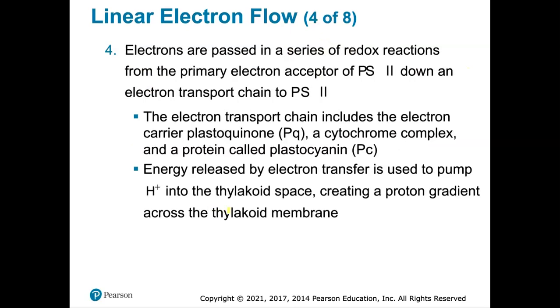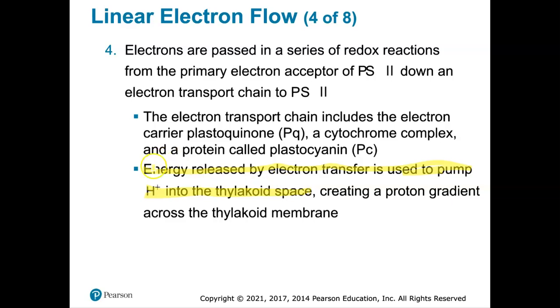All right, for electrons, the primary electron acceptor of photosystem 2 releases an electron, and it is passed from electron carrier to electron carrier. And as it is passed from carrier to carrier, it releases energy. So the energy released by electron transfer is used to pump hydrogen ions into the thylakoid space. This should sound familiar. This is the electron transport chain and chemiosmosis. We have already learned about this in Chapter 9, it is not any different.